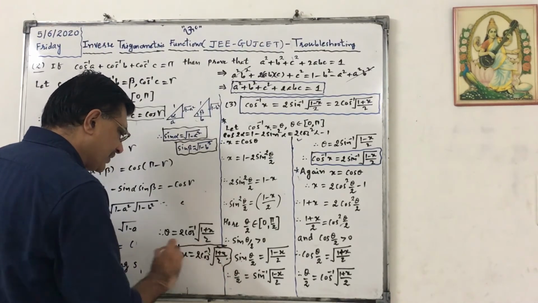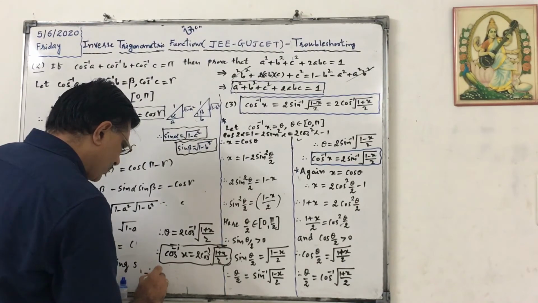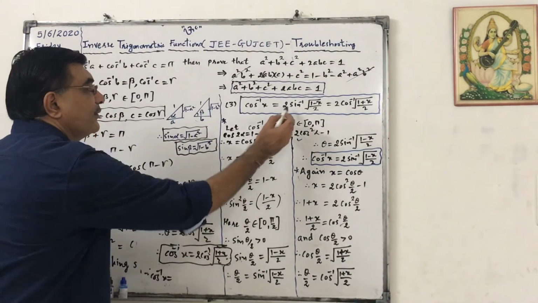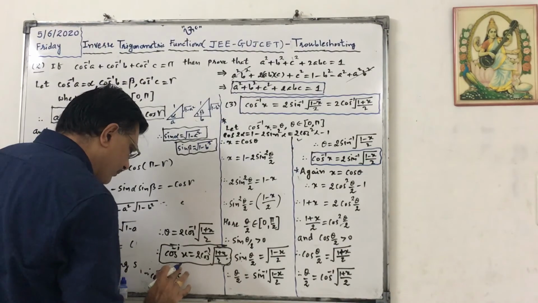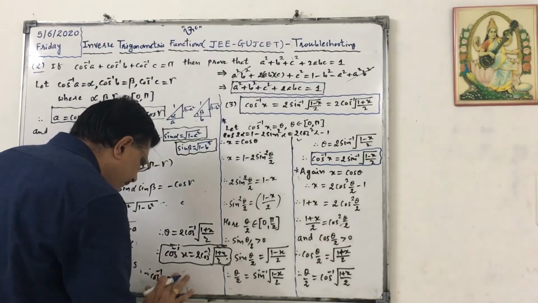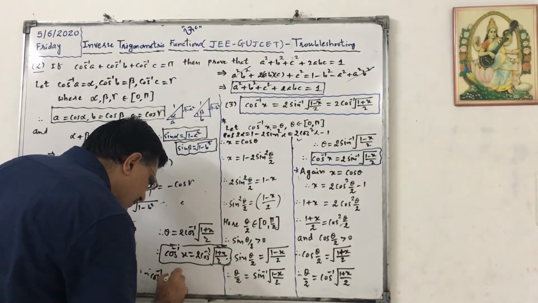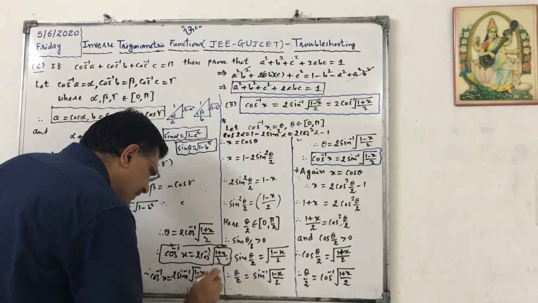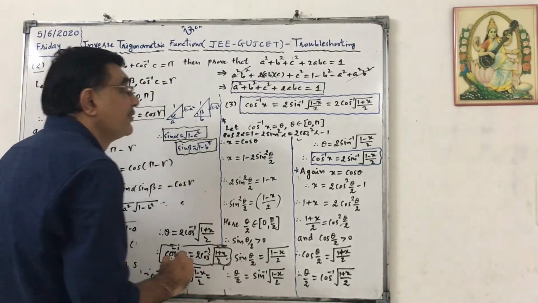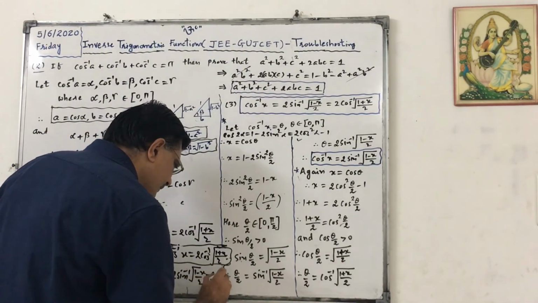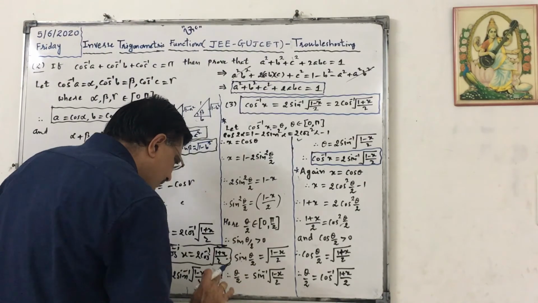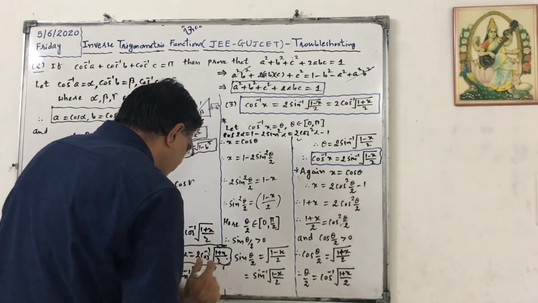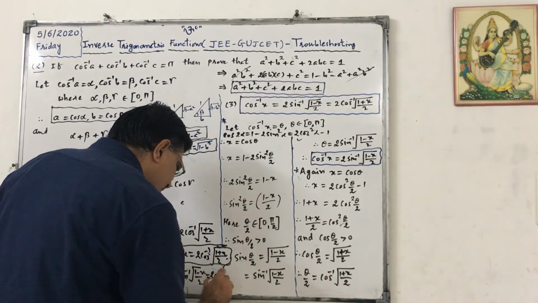Okay, hence proved. Thus we have proved both the results. Thus cos inverse x equals 2 sin inverse of square root of (1 minus x) by 2, equals 2 cos inverse of square root of (1 plus x) by 2.